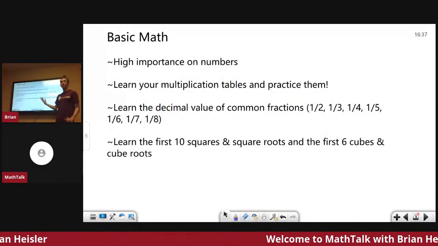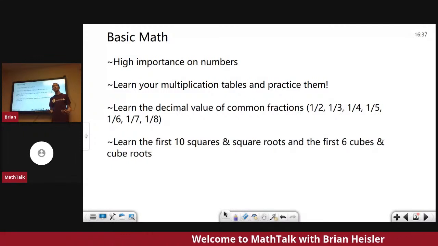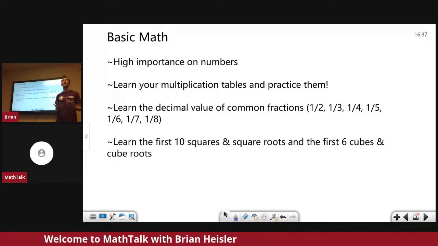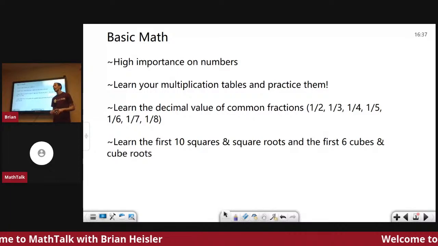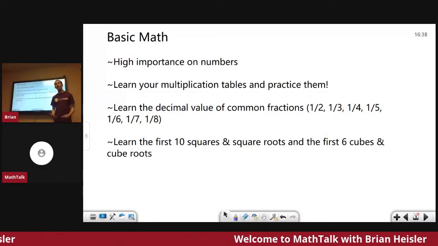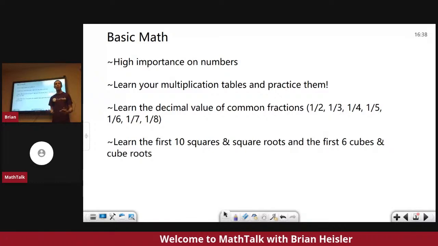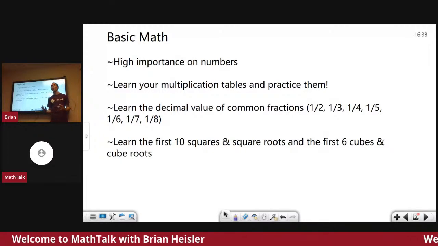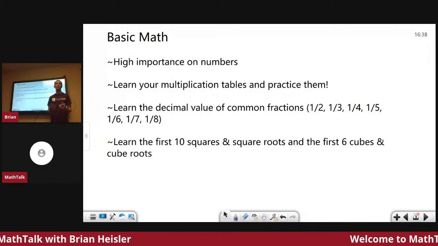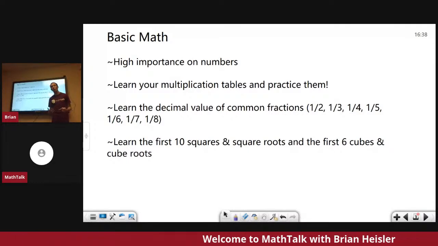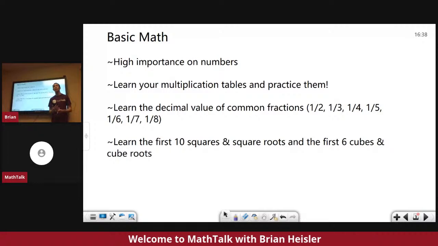So basic math. Basic math, you're typically going to find those types of questions on the non-calculator portion of the test, right when you start off. And there's a high importance on understanding numbers. And what I mean by that is, like your multiplication tables, comparing fractions and decimals, looking at exponents and rules of exponents, and looking at things like that. So I really encourage you to study that information.